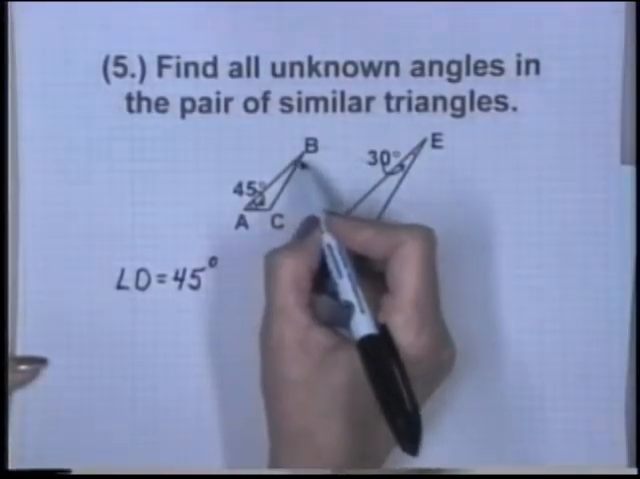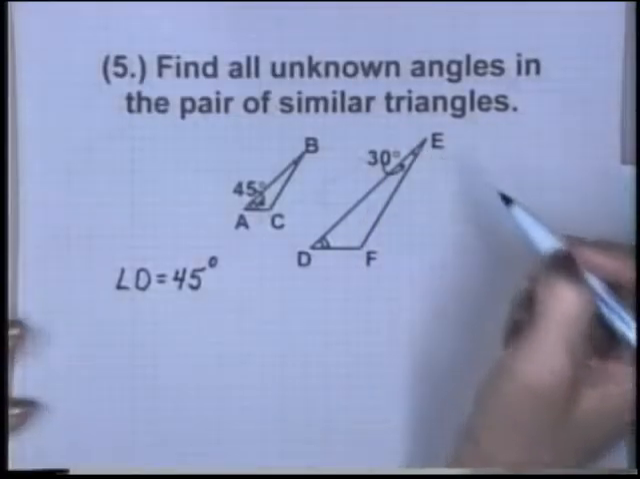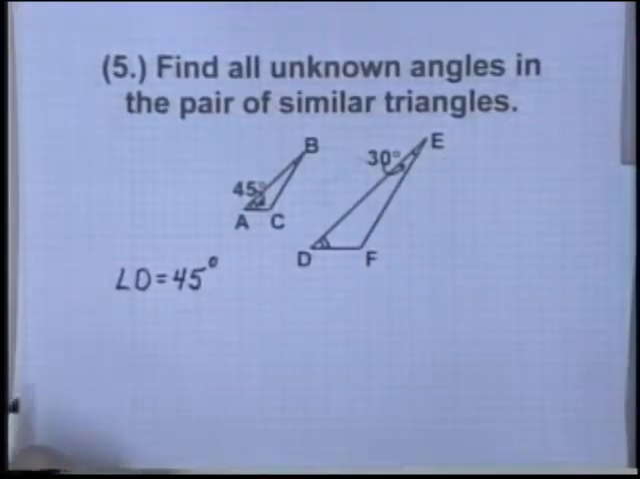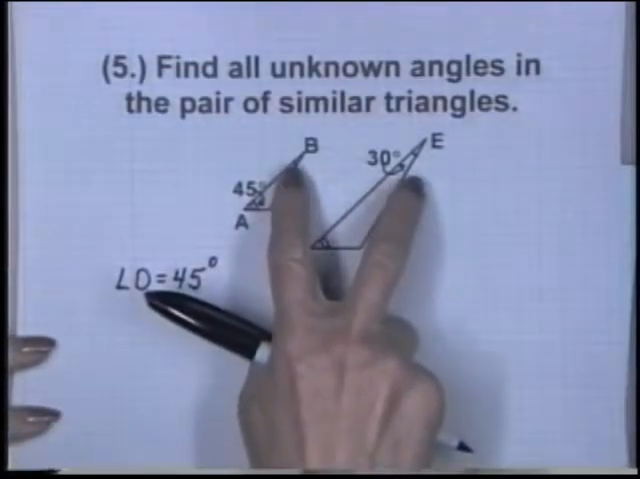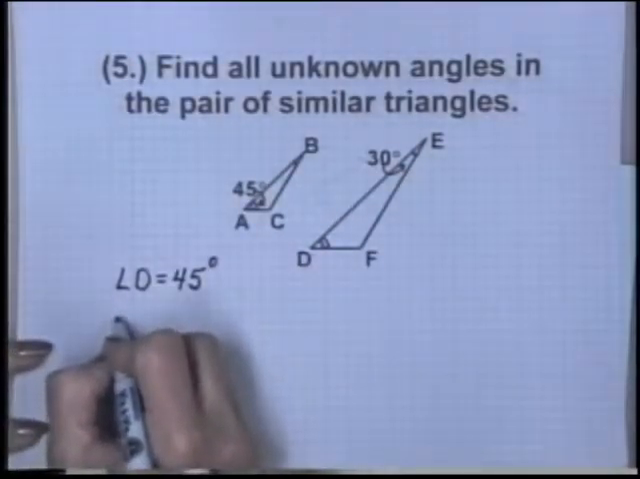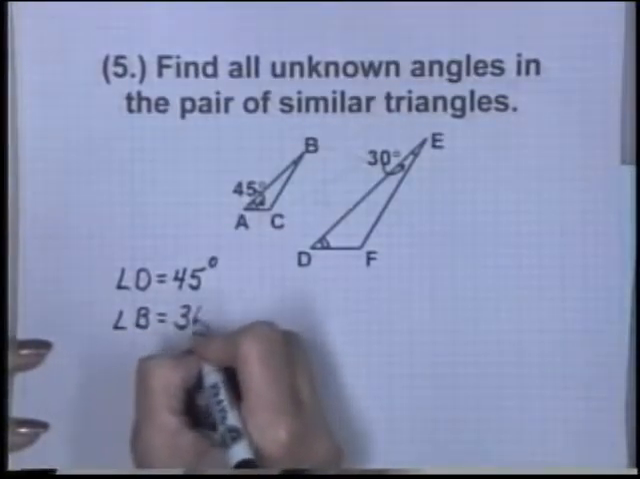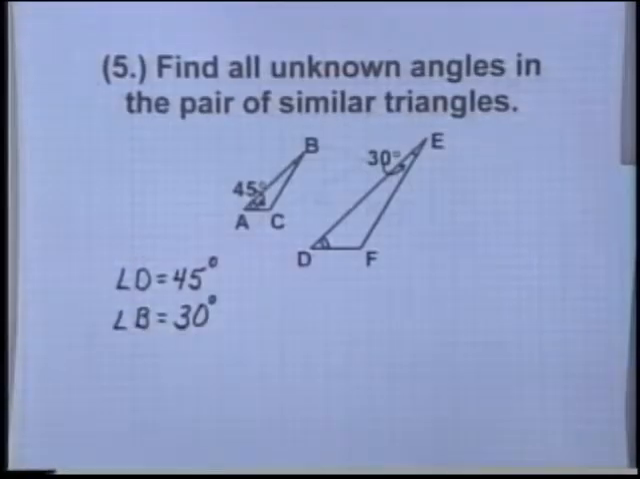Because there's a single arc mark on angle B and a single arc mark on angle E, that indicates that they are equal, and they would be corresponding angles for these similar triangles. So angle B equals 30 degrees.